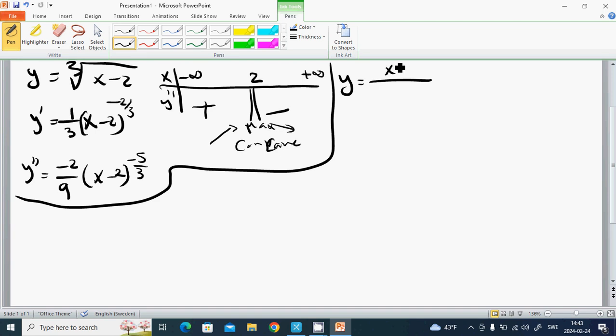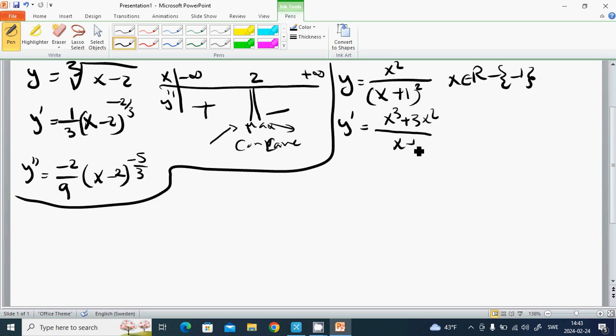y equals x^2 divided by (x plus 1) power 2, x is in R minus minus 1, and y prime is derivative of x^2 multiplied by this minus derivative of this multiplied by this. It is (x^3 plus 3x^2) divided by (x plus 1) power 3. And y double prime equals 6x divided by (x plus 1) power 4, which this part is positive.